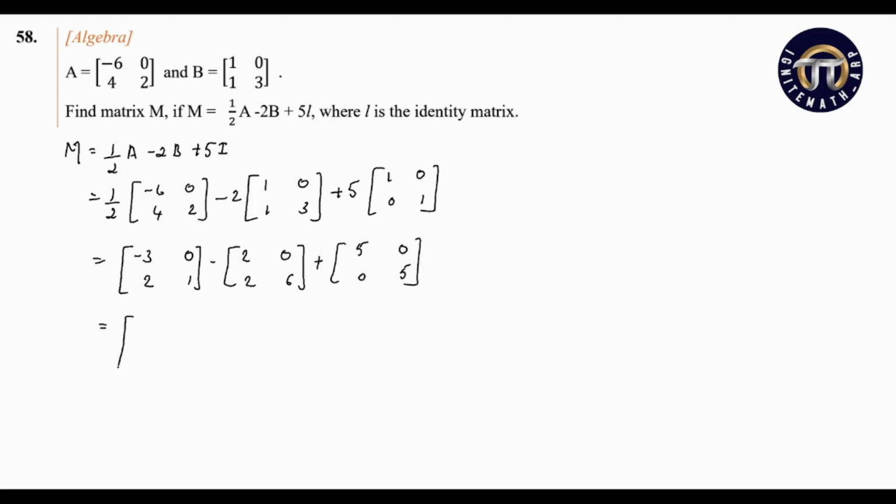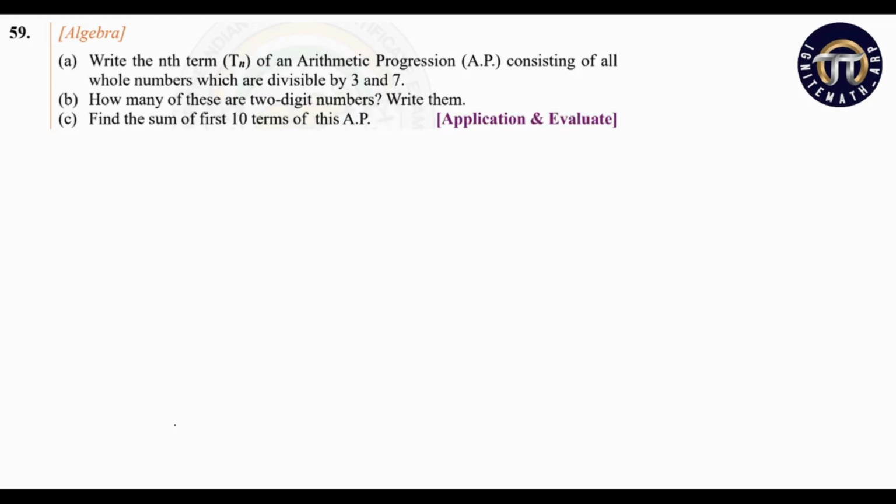So here I need to simplify that. Minus 3 minus 2 plus 5, then I get 0 minus 0 plus 0, then 2 minus 2 plus 0, then 1 minus 6 plus 5. So the final answer is going to be 0 0 0 0. Clear, children? Don't skip any of the steps. Now let us move to the next question, that is question number 59.